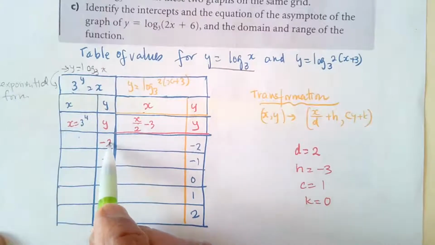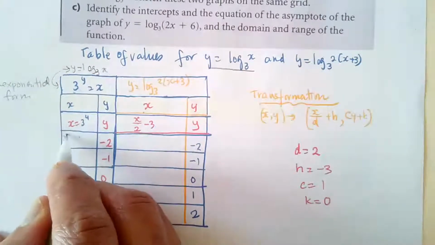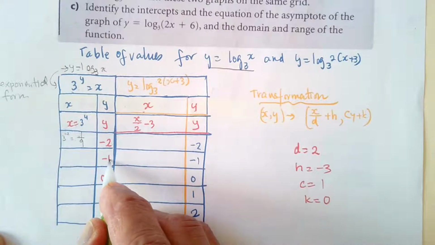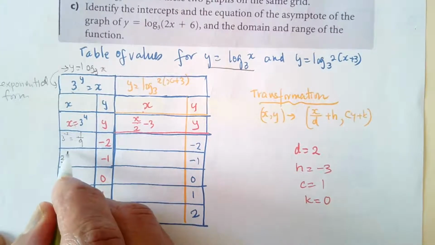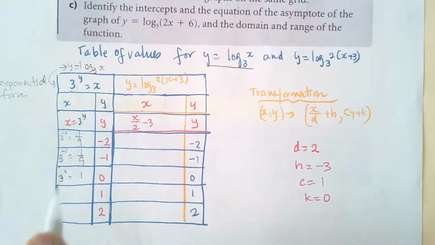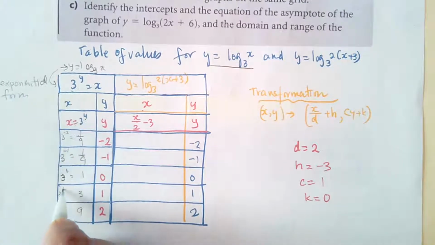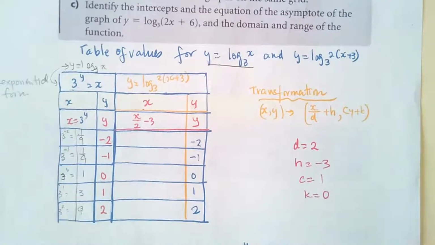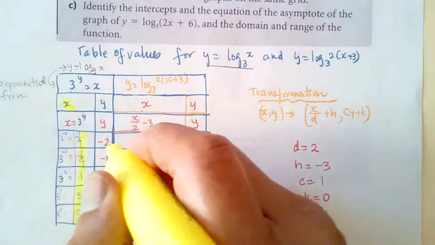So if you look at the first one here, y is -2. x would be 3 to the -2, which is 1/9. Next one will be -1, so we have 3 to the -1, which is 1/3. Remember, it's 1. And now 3 to the power 1 is going to give me 3, and 3 to the power 2 is 9. So this is my x coordinate, and this is my y coordinates.